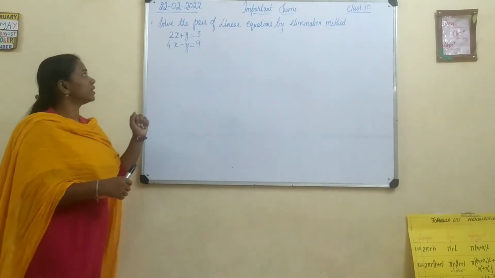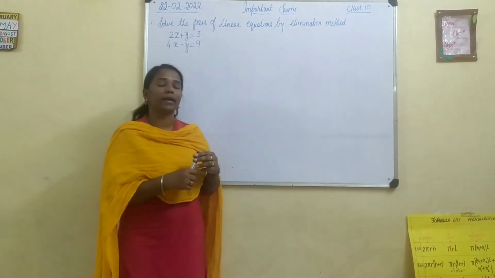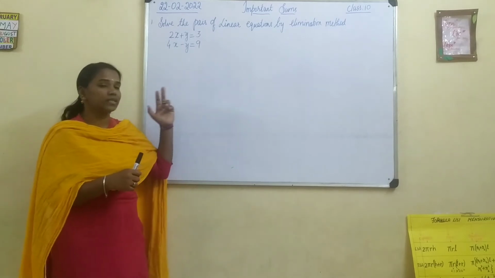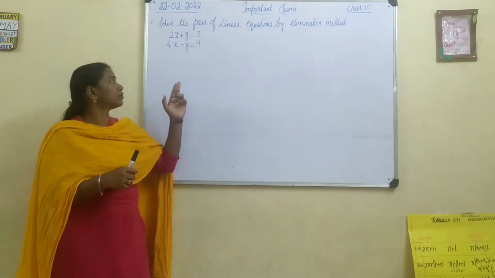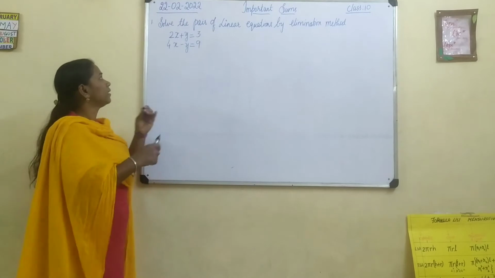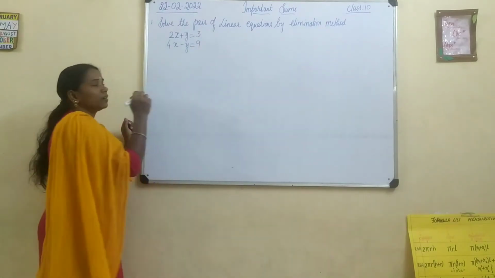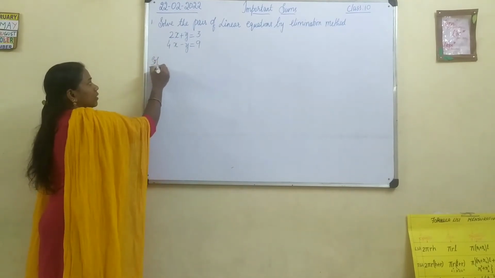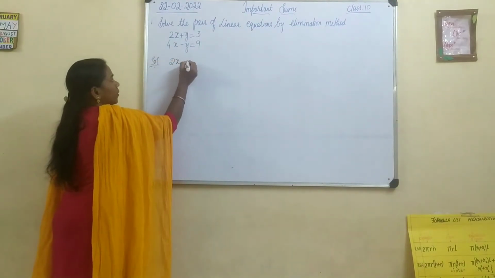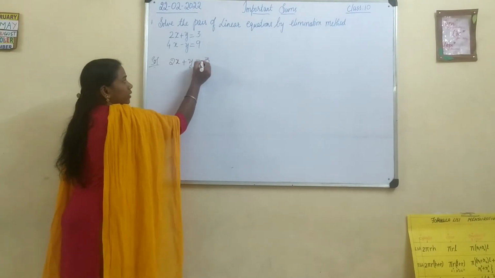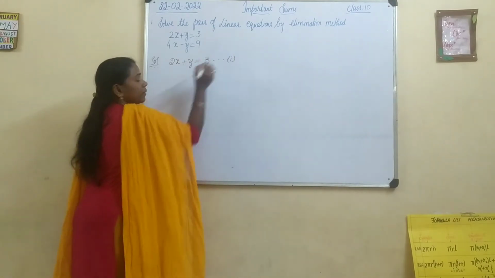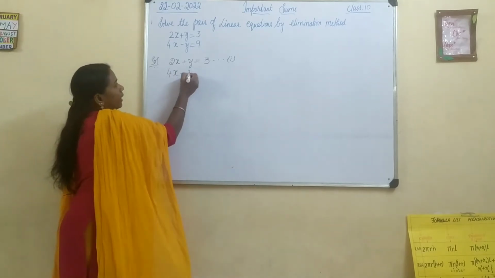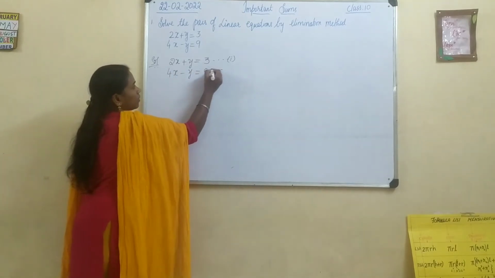Okay. The first sum is: solve the pair of linear equations by elimination method. The sum is written already on the board. That is 2x plus y is equal to 3 and 4x minus y is equal to 9. Now, let us name these equations as 1 and 2. Just rewrite the equations first. It is 2x plus y equals 3. Name it as equation number 1. And the second equation, write down as it is. It is 4x minus y equals 9.